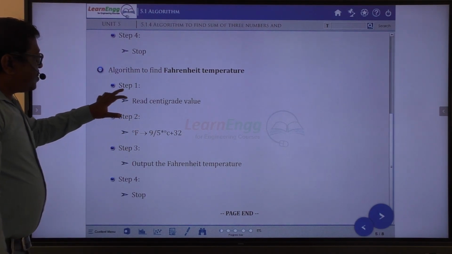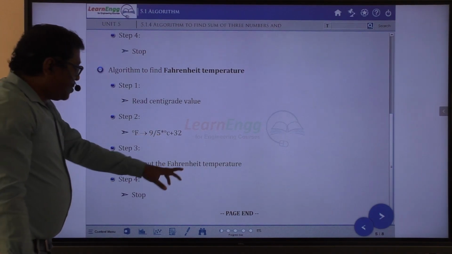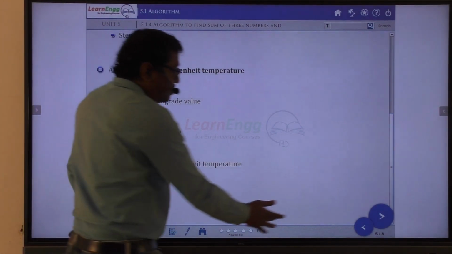The next example is an algorithm to find the Fahrenheit temperature. Same thing: step 1, read the centigrade value. Step 2, you have to write the formula. Step 3, output the temperature. Step 4, stop.